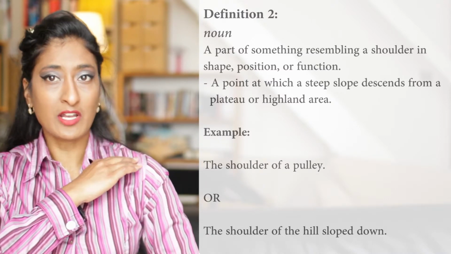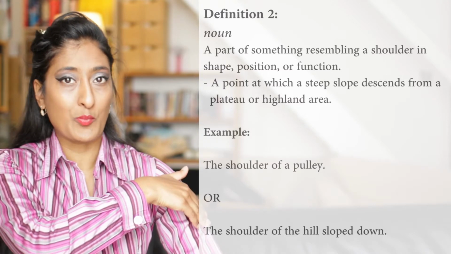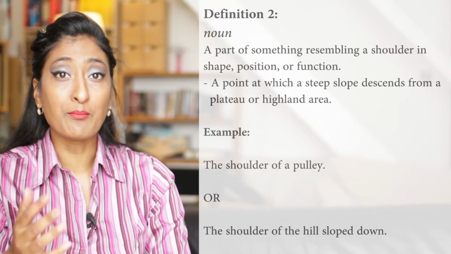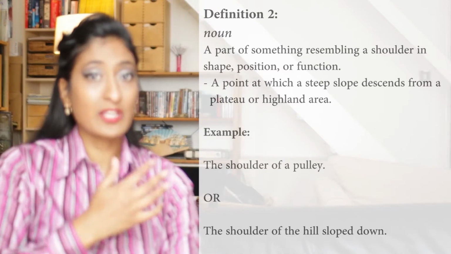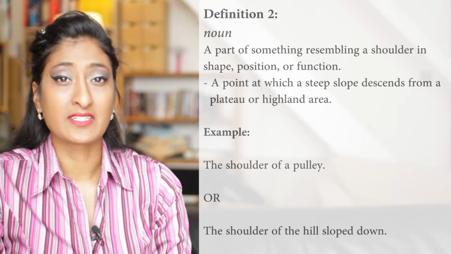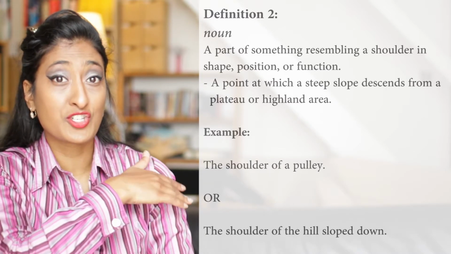So if you look at my shoulder, you've got this slope that comes with it. And anything like a hill that resembles the shoulder in shape, we can use the word shoulder there instead. We can use the word shoulder to describe this shape.